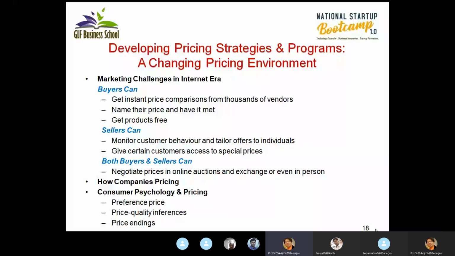sellers. Buyers can get instant price comparisons from thousands of vendors. Buyers can name their price and have it met. Buyers get products free, whereas sellers also can monitor customer behavior and tailor offers to individuals. Sellers can give certain customers access to special prices, and both buyers and sellers can negotiate prices in online auctions and exchanges or even in person. If you want to sell your old cell phones, you can post a sale on eBay or any similar portal.